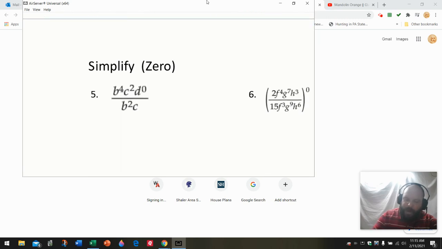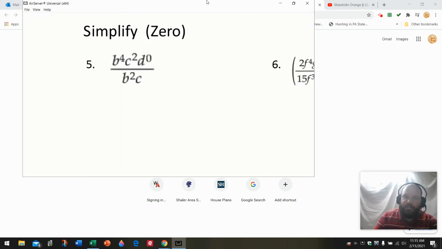Now, number 5, we're going to simplify, and we're going to use the 0 property that I showed you above. So remember, anything to the 0 power is 1. I'm going to show you why this is so helpful, because anytime you see any variable or number to the 0 power, you can simply cross them out. They don't need to be there anymore. So that automatically simplifies this expression now to just having b's and c's.